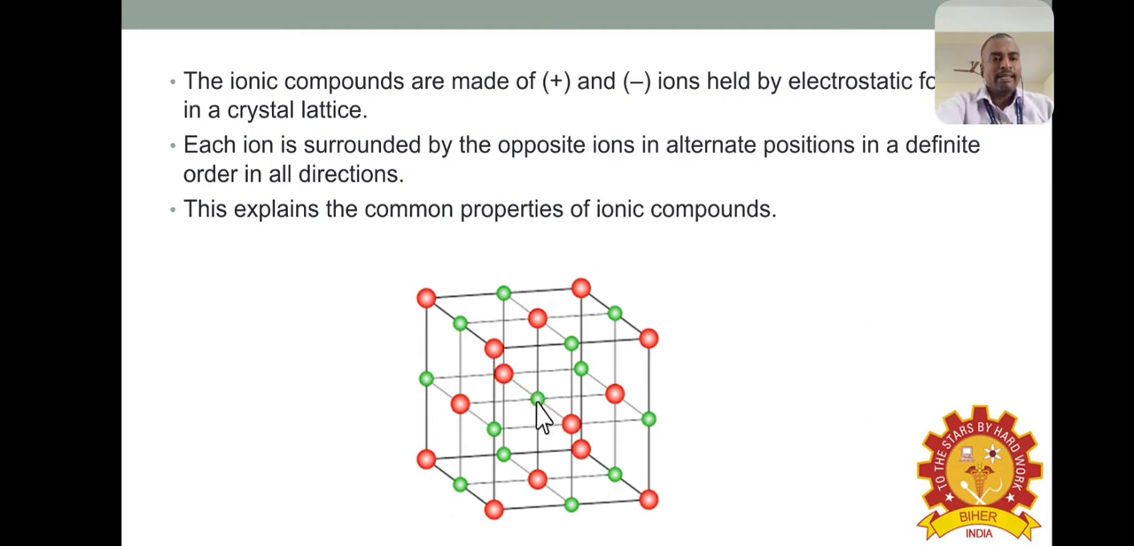Each cation is surrounded by anions. These cations are immobilized by anions. Similarly, anions are immobilized by cations. This immobilization is called electrostatic force. The force that holds anions and cations together is called electrostatic force.